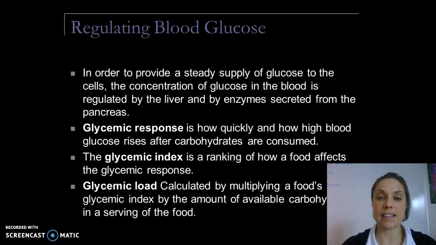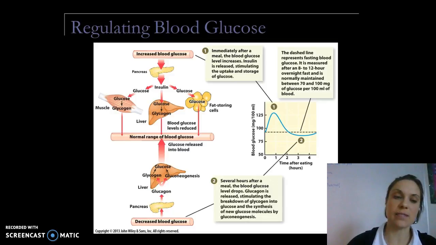Glycemic index is a ranking of how a food affects the glycemic response, and the glycemic load is calculated by multiplying a food's glycemic index by the amount of available carbohydrate in a serving of food. So glycemic index is just going by grams of carbs in a food, comparing gram for gram, and glycemic load considers serving size.